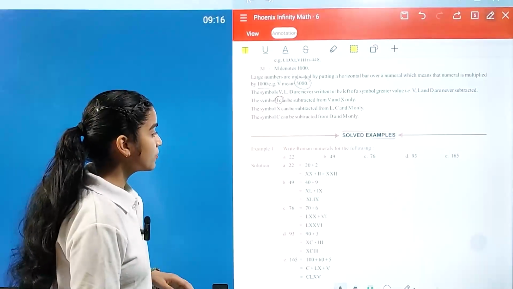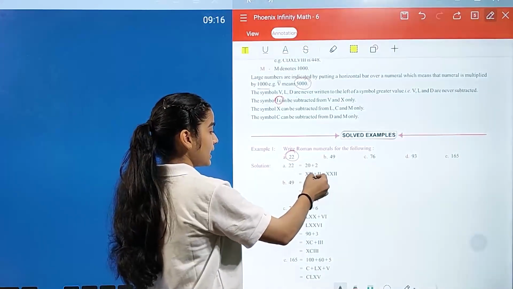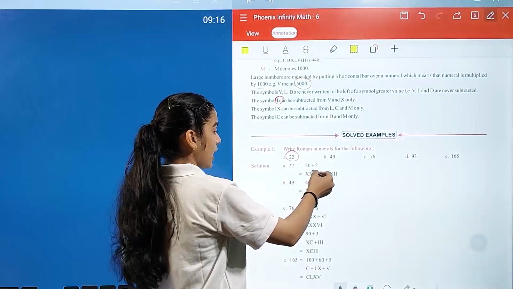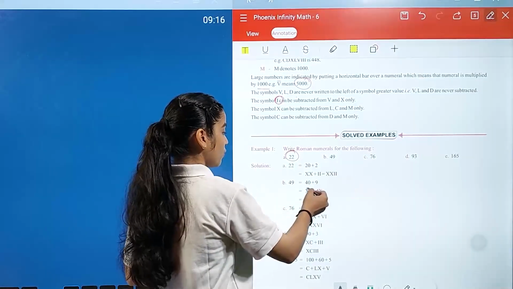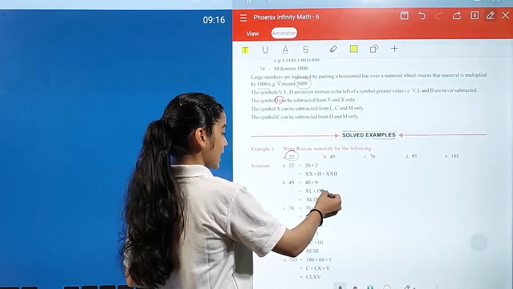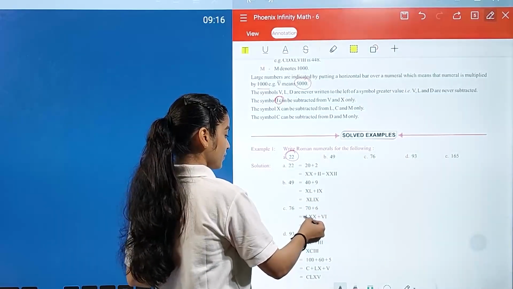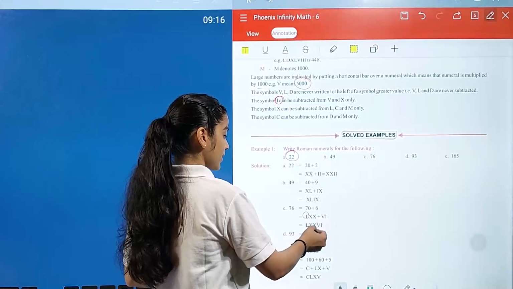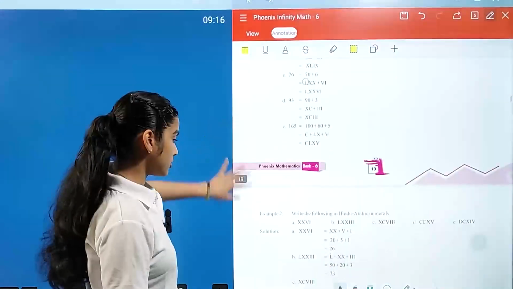Now write Roman numerals for the following. So 22, how can we write it? 10 and 10, that is 20, plus 2, so we have 22. 49 is XL plus IX, this is your 49. 76 is L, 50, plus 10 and 10, so 70, and this is your 6. So in such a way you can represent your numbers.